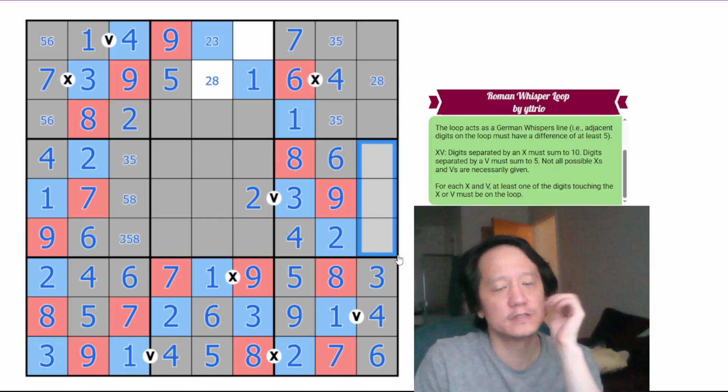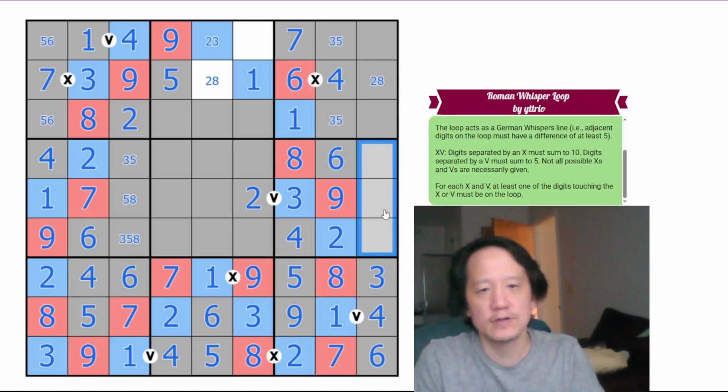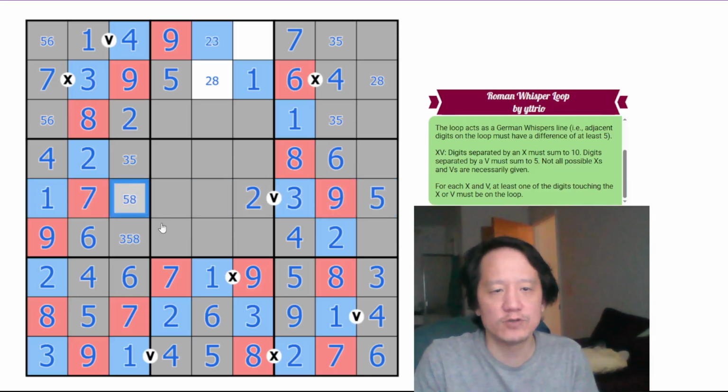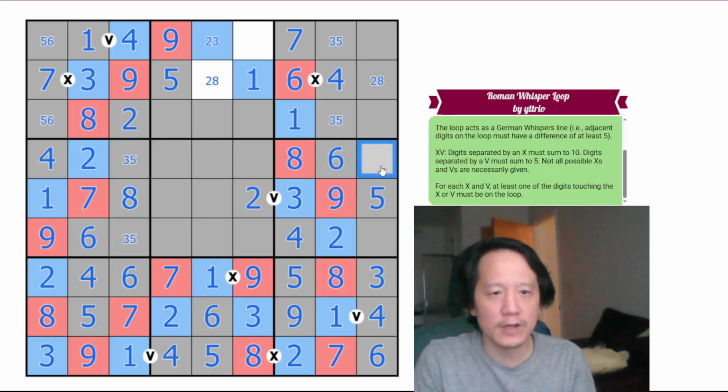Rest of box 6 is 1, 5, and 7. This can't be 1 or 7 because of the 1, 7 in the row. So this is 5, which means this can't be 5. This is 8. So that can't be 8 here. That leaves 1 and 7 remaining here.